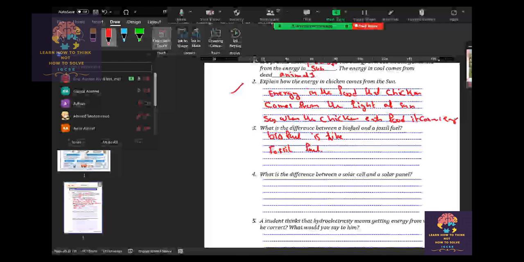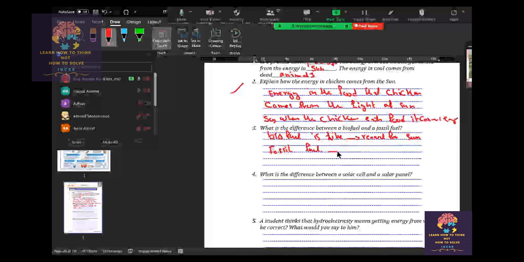And what is meant by fossil fuel? Fossil fuel, like it's a gas or... So biofuel is renewable, right? It's renewable. Yes, from what? From the sun, from plants or waste of animals. Okay. Now what is meant by fossil fuel? Fuel that comes from dead animals. So you can say that biofuel is a renewable energy from the sun.